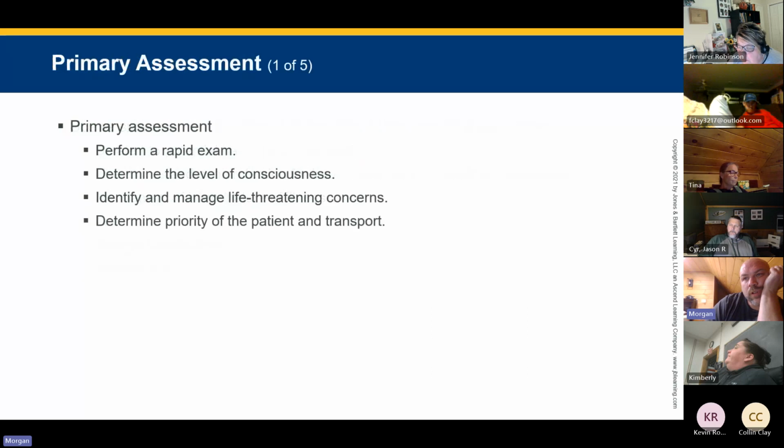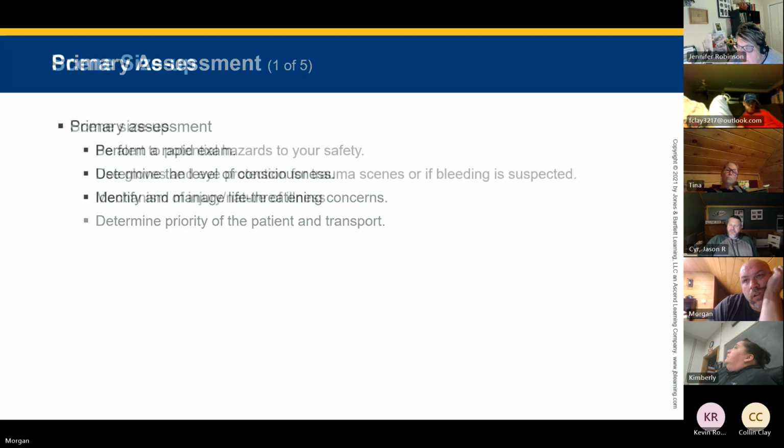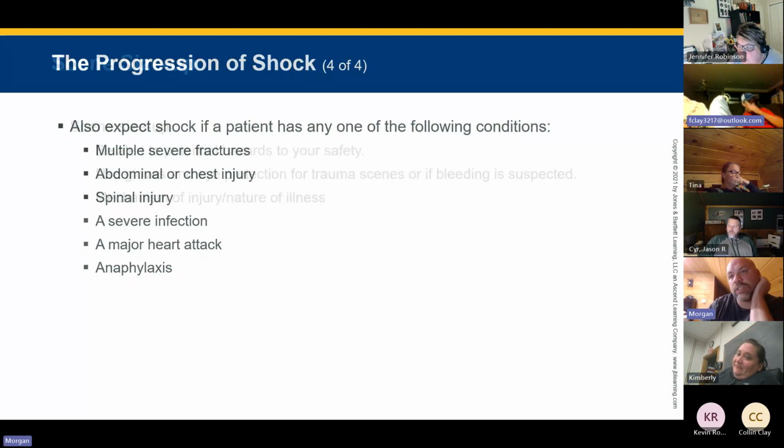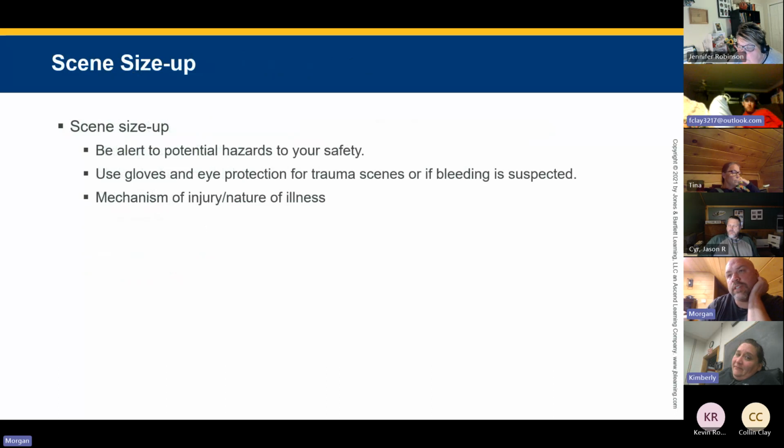So what are we looking for when we do our scene size up? A patient. MOI, NOI, safety, other hazards, contributing factors, how many patients we have, whether we need more personnel, the way of egress. So scene size up: be alert for potential hazards, use gloves and eye protection. Yes, we should be using eye protection more than we do. Do you wear face masks or goggles? What do people do that are wearing glasses?